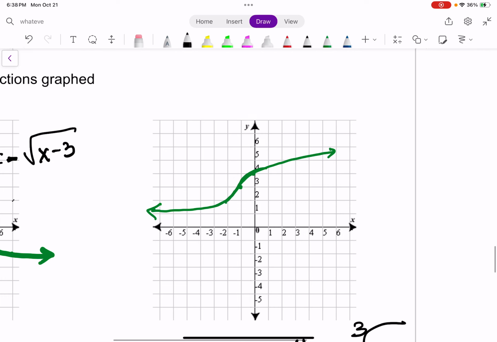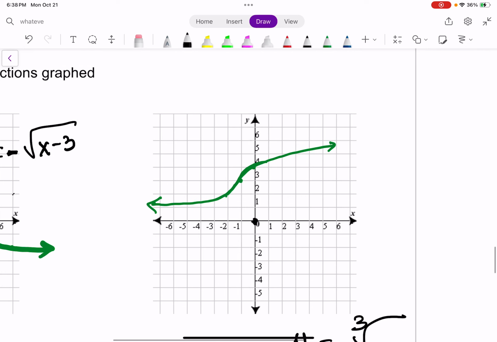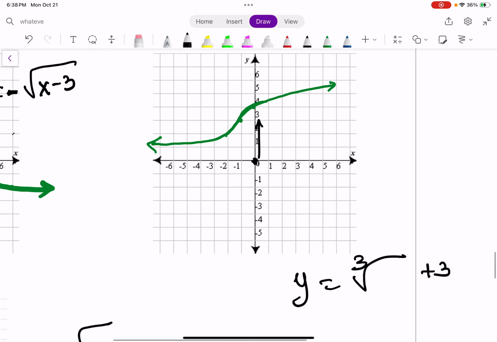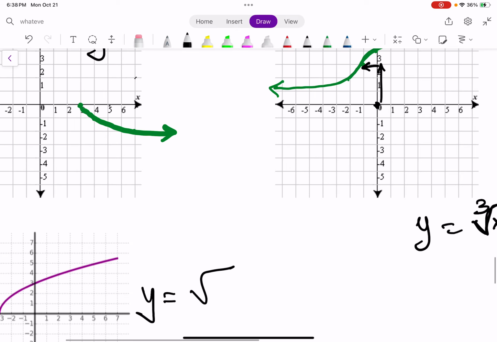The cube root function here moved from 0, 0, 3 units up and 1 unit left. So therefore an x plus 1 inside the cube root, and then plus 3, it went up. So again, remember, with the x, the transformation is always the opposite of what you see, and with the y, the transformation is exactly the same.